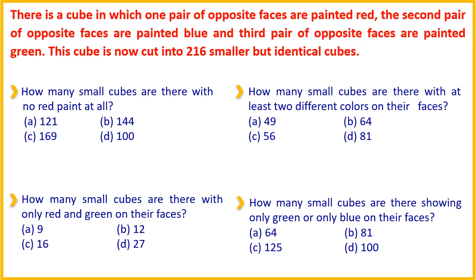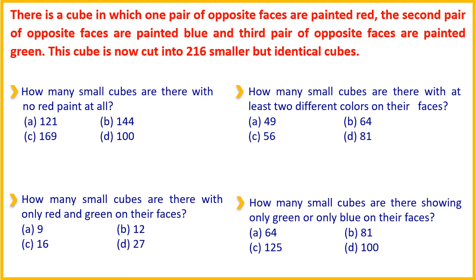How can we solve this? First of all, you should make a cube on paper and represent the faces with the colors blue, red and green, and it is clearly mentioned that opposite faces should have the same color. So accordingly you can do it. As it is divided into 216 smaller but identical cubes, obviously it will be a three-dimensional matrix of 6 by 6 by 6, as 216 is a perfect cube.